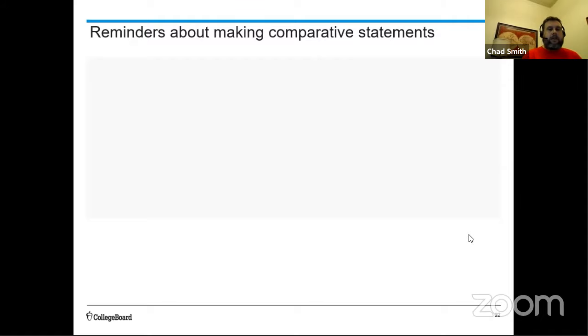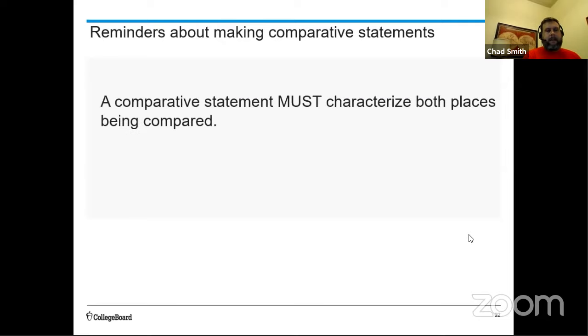So here are two rules to follow when you make a comparative statement. One, a comparative statement must characterize both places being compared. If you asked me to compare Beyonce with BTS, I'm likely to say something like, Beyonce is the world's greatest living entertainer. She has a remarkable vocal range, extraordinary talent when it comes to dance and creative design. And then I'd have to stop because we only have 45 minutes together today, and I could do a whole live stream just on this.